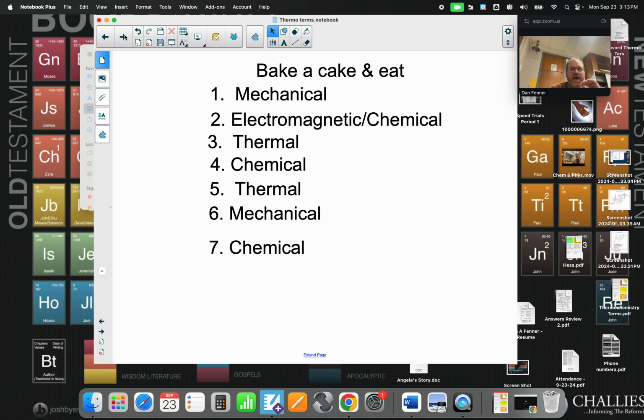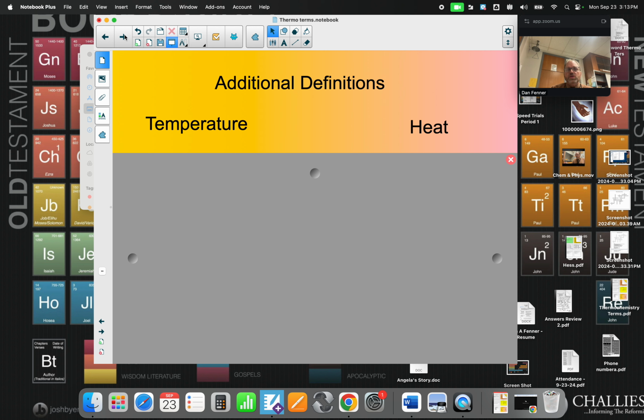Hopefully that makes sense. I could talk about how to get to school in the morning. I could talk about how you turn your computer on. All those things would work in a similar process. All right. Now, additional terms we look at.